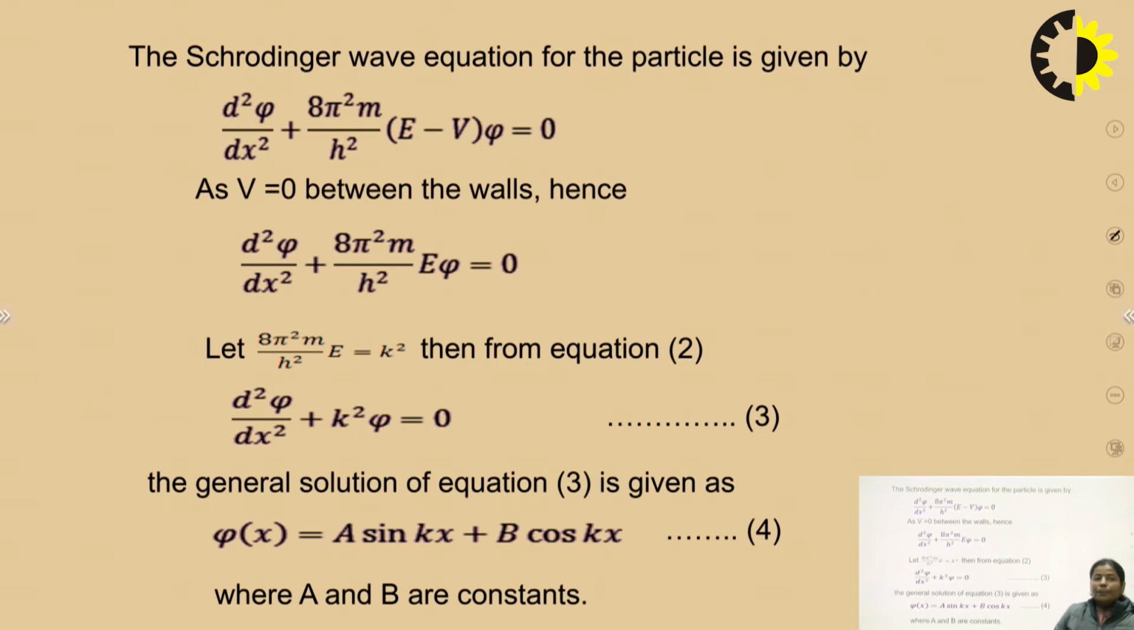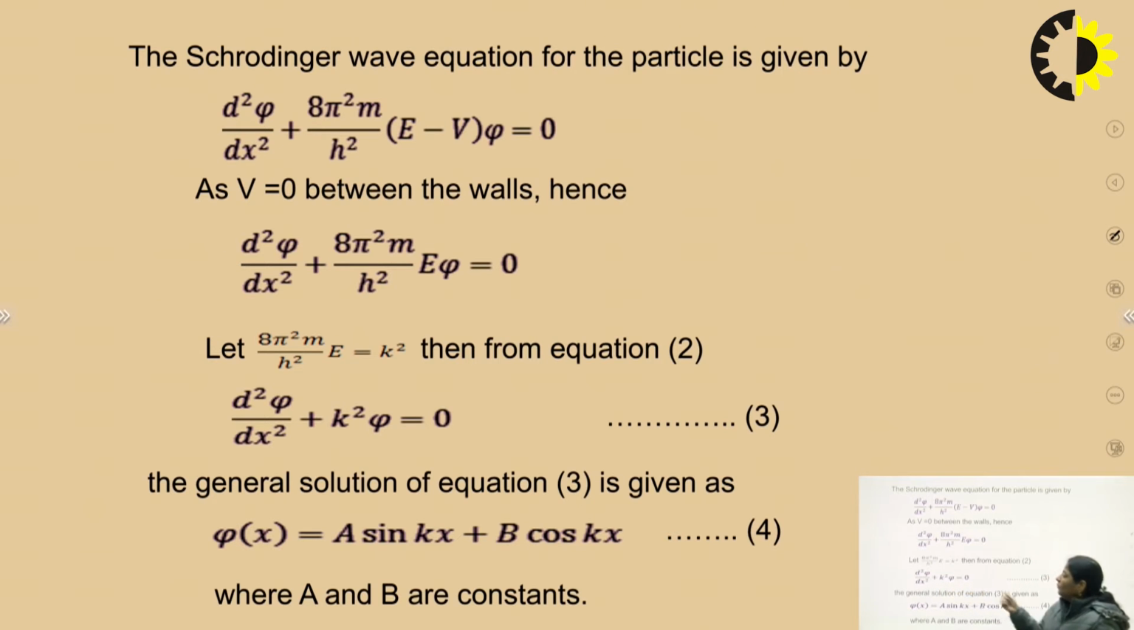To make it simple, we just substitute this entire big part of energy, 8 pi square m e by h square, as some other variable, and that variable we give the name k square, so that it becomes easy to solve. And when we solve the value of k or we solve the value of the wave function, then we will substitute this and find out. So let us begin.